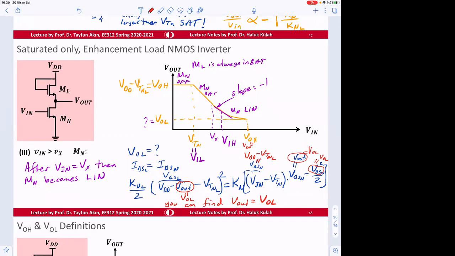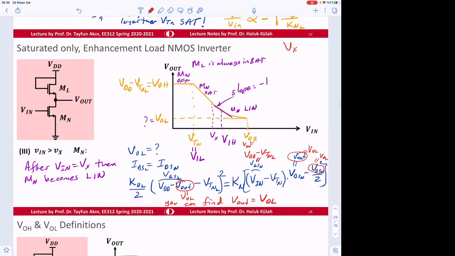I mean, no, what is Vx? Vx is the point where V drain to source is equal to V gate to source minus Vtn. So that's the point. Drain to source is V out and is equal to V in minus Vtn. So the difference between V out and V in is equal to minus Vtn at that point.